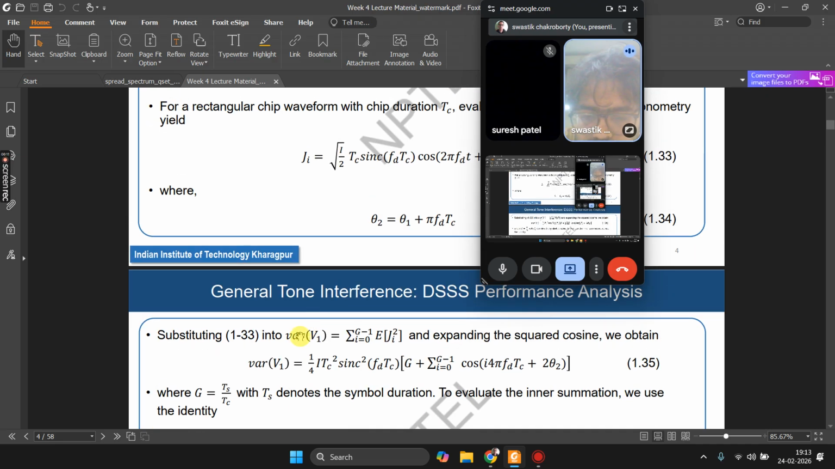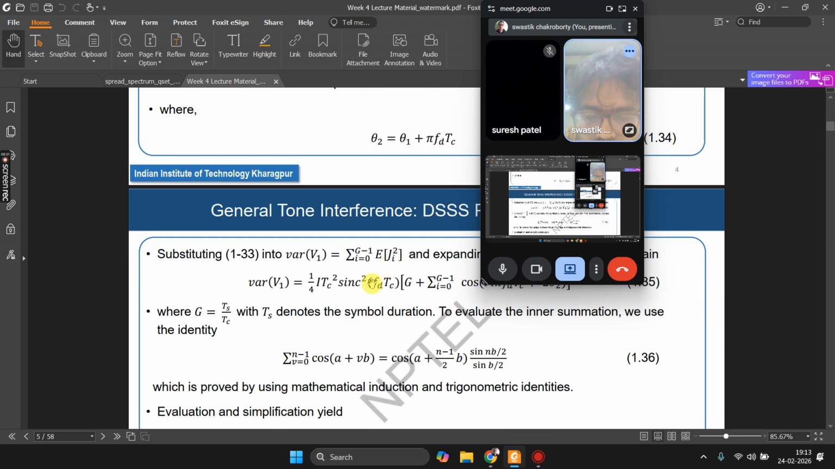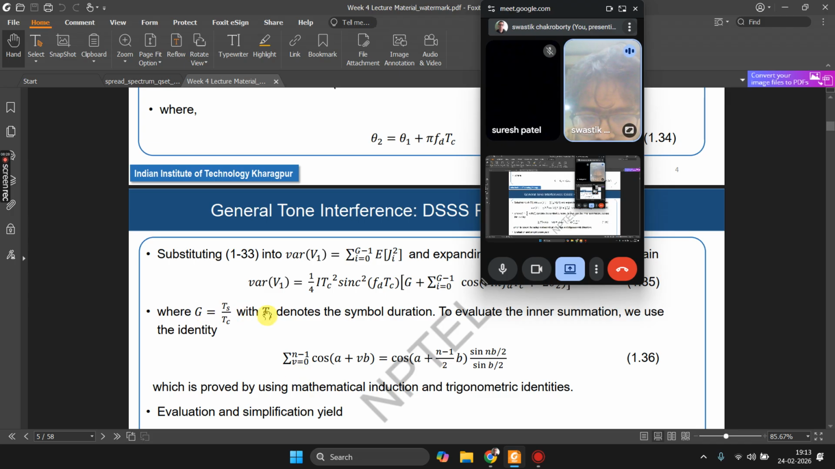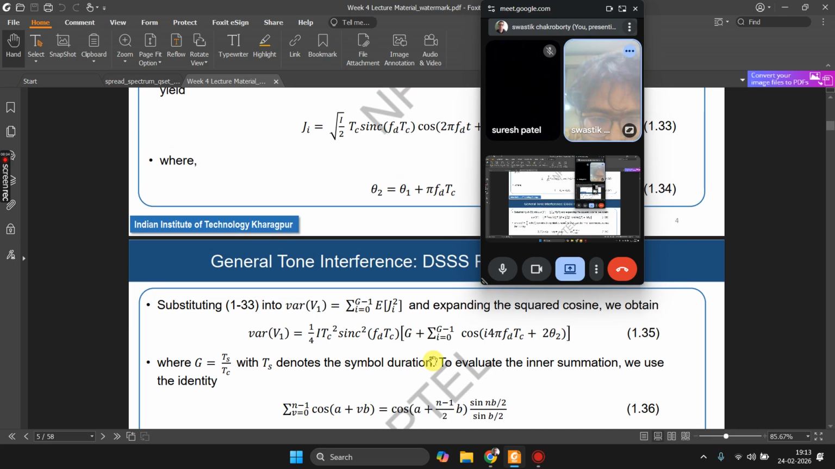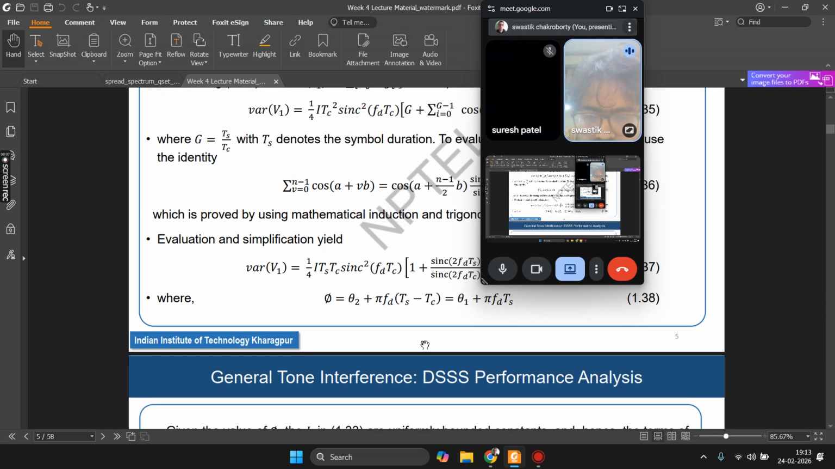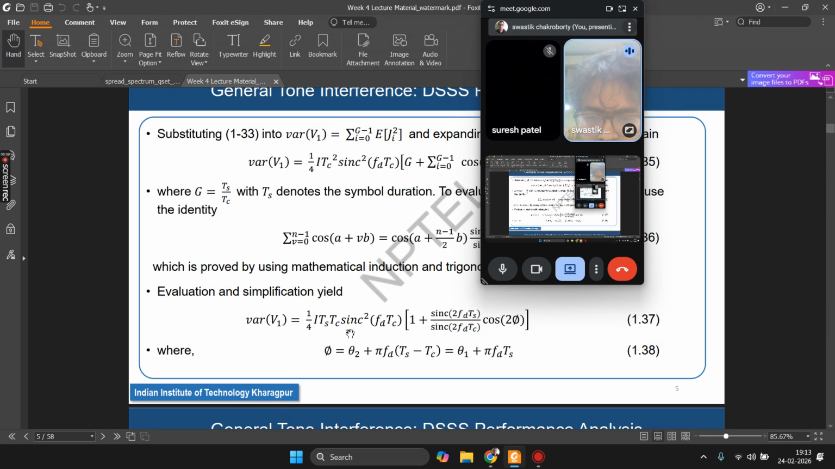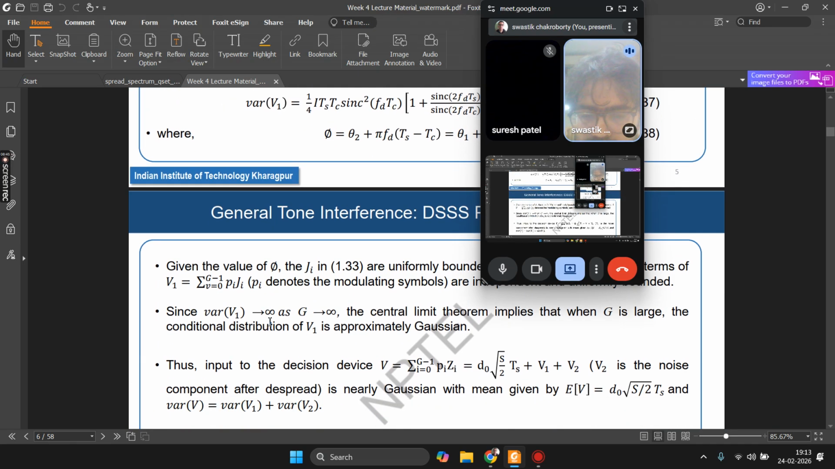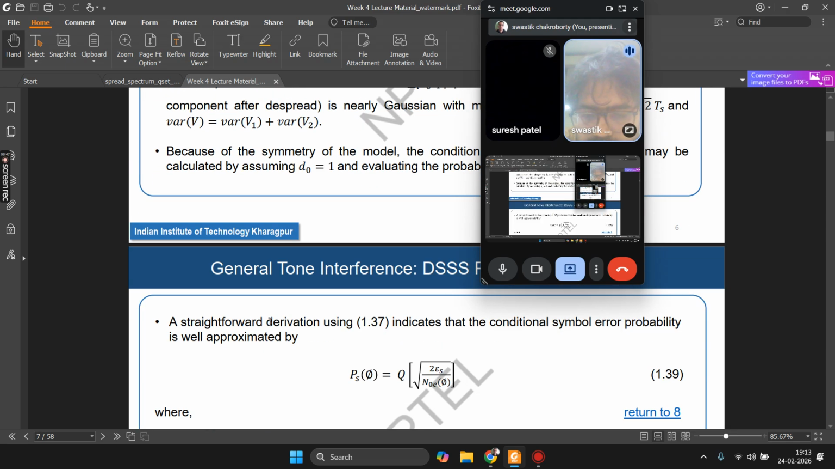Substituting equation 133 into this, we will finally get the variance of this power to be I Tc squared sinc squared into G plus this cos residual. G is equal to Ts by Tc, where Ts represents the symbol duration. It is evaluated like this, and then with further simplification you get the expression of the variance. So this is basically the general interference and its variance.